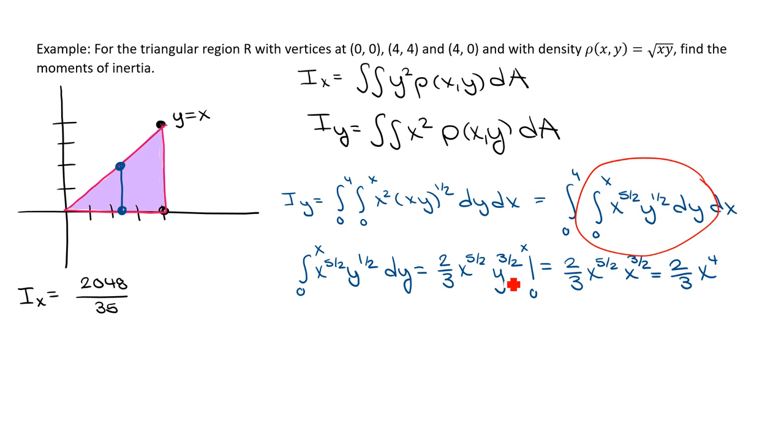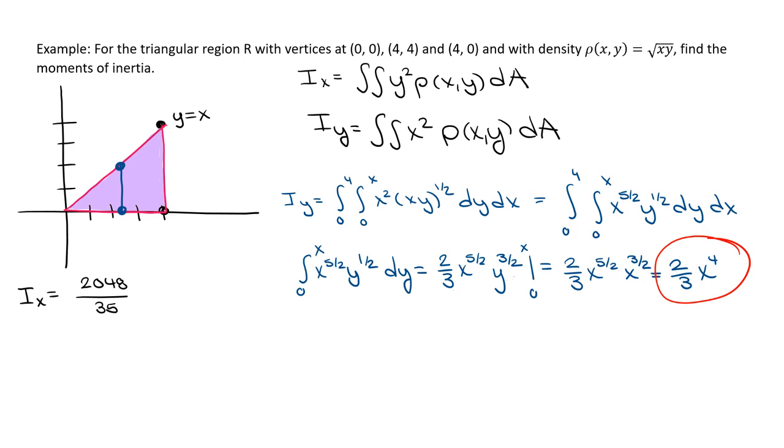So we integrate the y to the 1/2. We should get a y to the 3/2 divided by 3/2. So that's how I got this 2/3 x to the 5/2, y to the 3/2. I'm going to plug in my bounds of integration, which are x and 0. Plug in 0, I get 0. So I plugged in x. I got 2/3 x to the 5/2, x to the 3/2. Add the exponents, and this simplifies down to 2/3 x to the 4th.